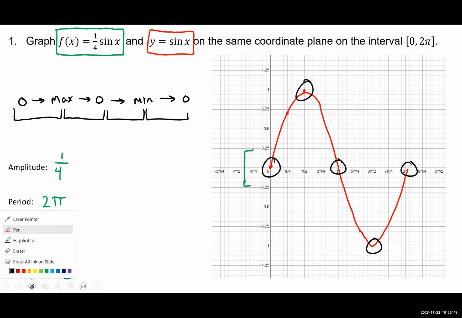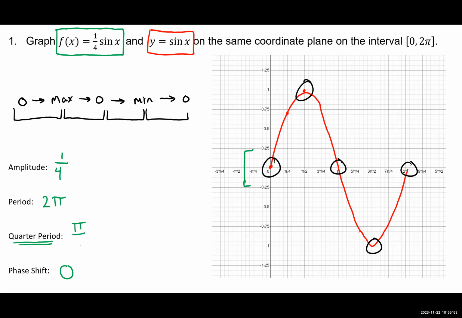So in this one, the quarter period would be pi over 2. So you're breaking the period up into 4 pieces: pi over 2, 2 pi over 2, 3 pi over 2, 4 pi over 2.